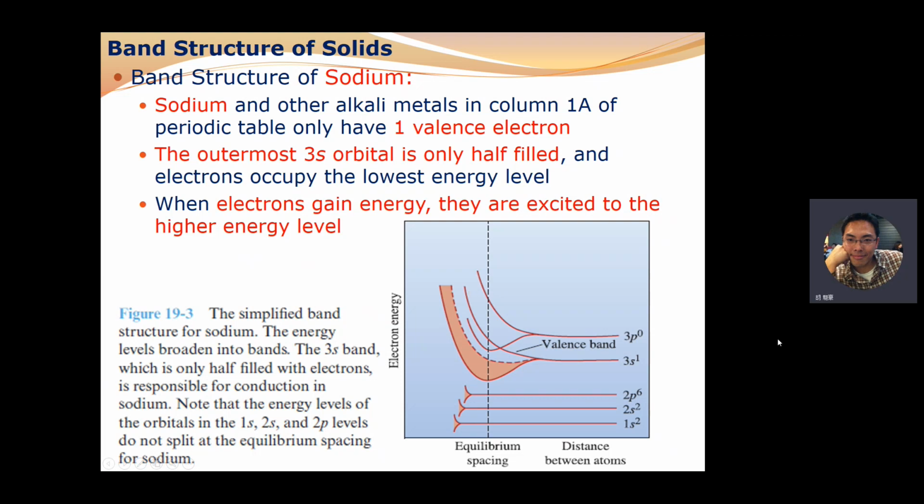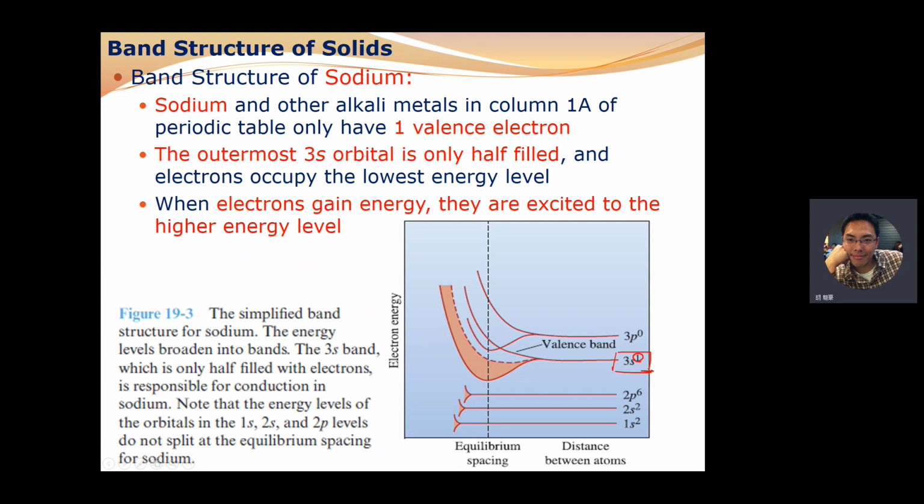For example, sodium only has one electron, and the outermost orbital is 3s with one electron. We already know that two electrons can fill an s orbital. Therefore, only half of the 3s orbital is filled with an electron.